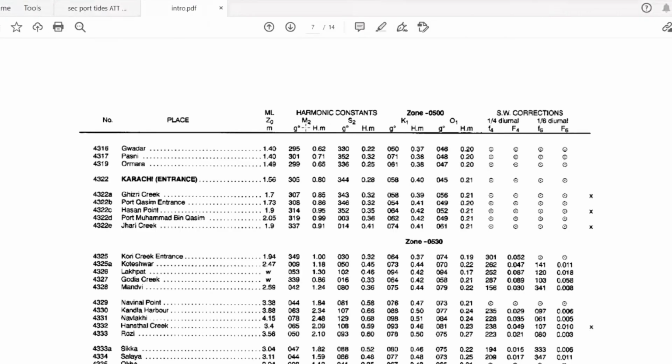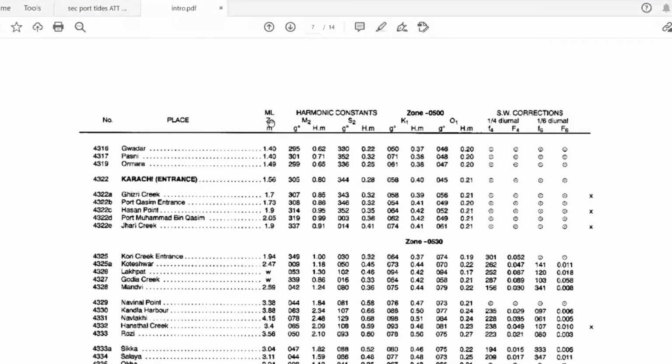M2 is related to moon with semi-diurnal effect. S2 is related to sun with semi-diurnal effect. Semi-diurnal means 2 high water, 2 low water in 24 hours. Diurnal means 1 high water, 1 low water in 24 hours. So all the components are taken: components of 2 high water, 2 low water, and components of 1 high water, 1 low water. For moon, it is M2 and K1. And for sun, S2 and O1. S2 means semi-diurnal and the effect of the sun. O1 is diurnal, effect of the sun mainly.